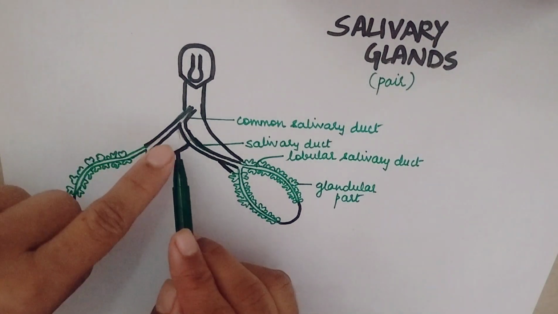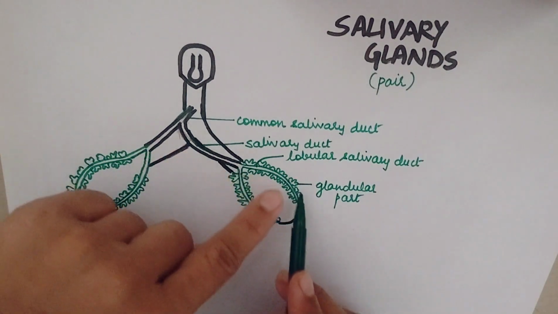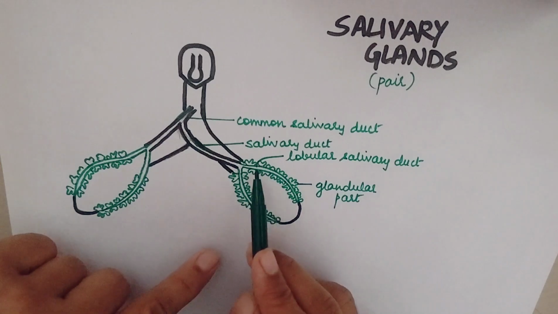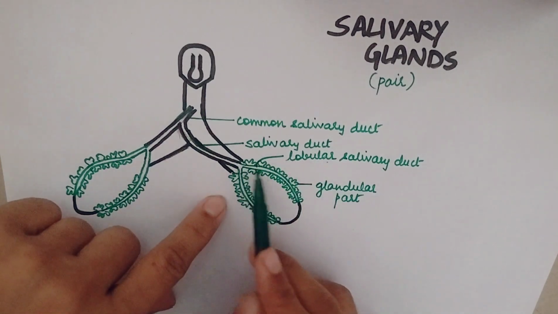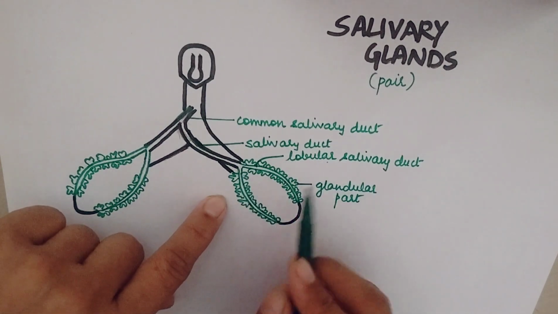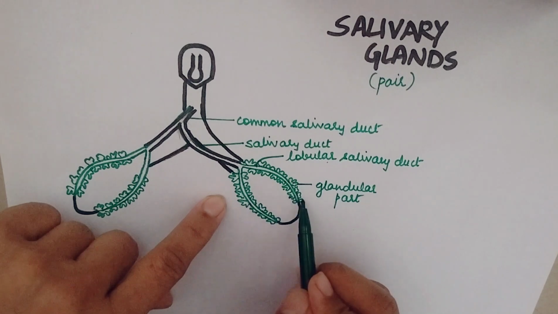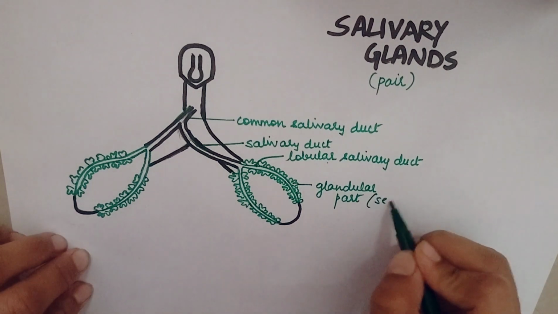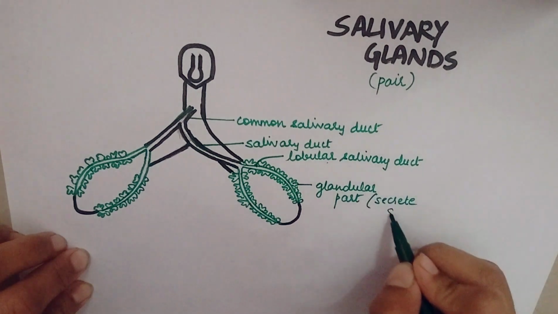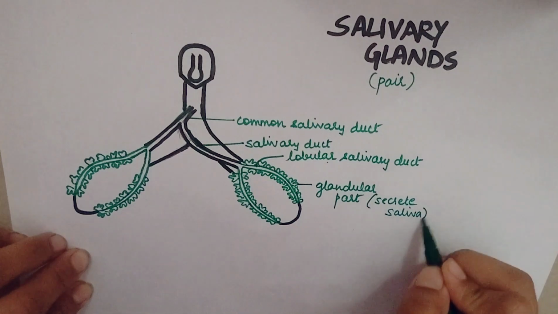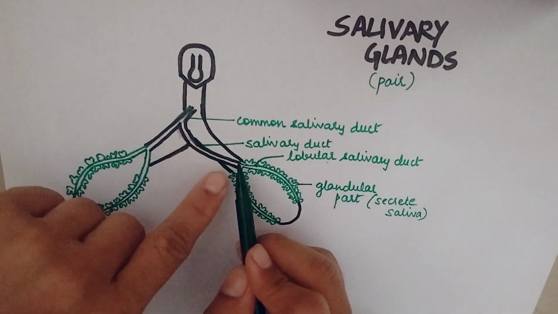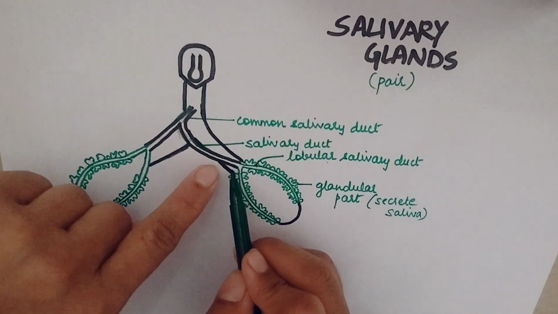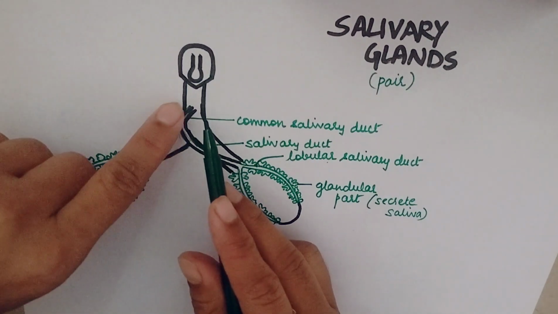Fine. So here we had the salivary duct and the glandular lobes. It has the lobular salivary ducts, and these tiny structures are the glandular part. This glandular part will secrete saliva. This saliva will be carried by this duct. That is the reason it is called the salivary duct. It will carry the saliva forward.